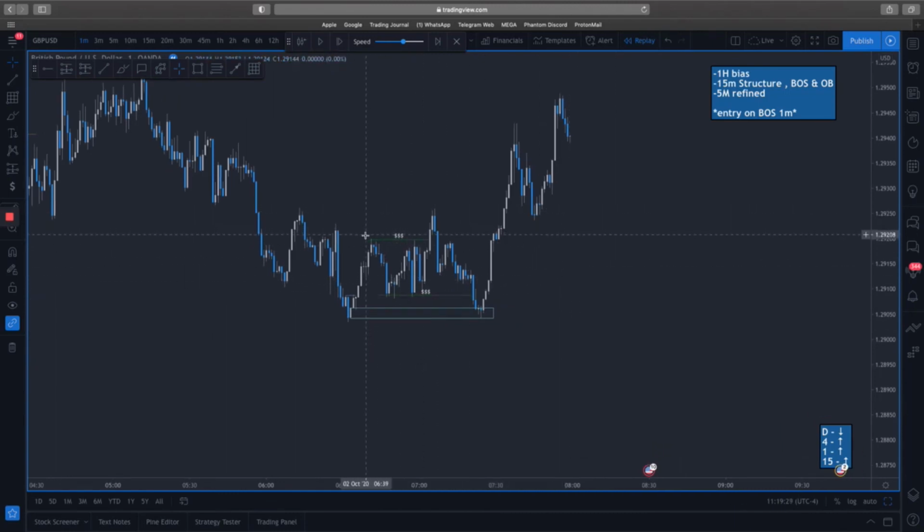So this is a perfect example of how liquidity works. Look at all this liquidity right here. We have an order block there, so this just adds to it.